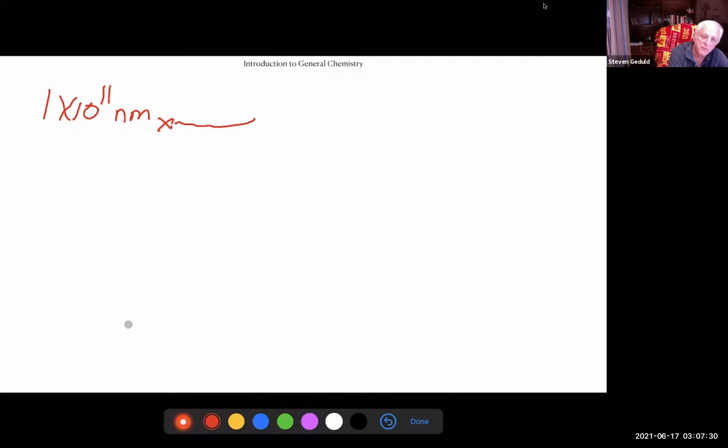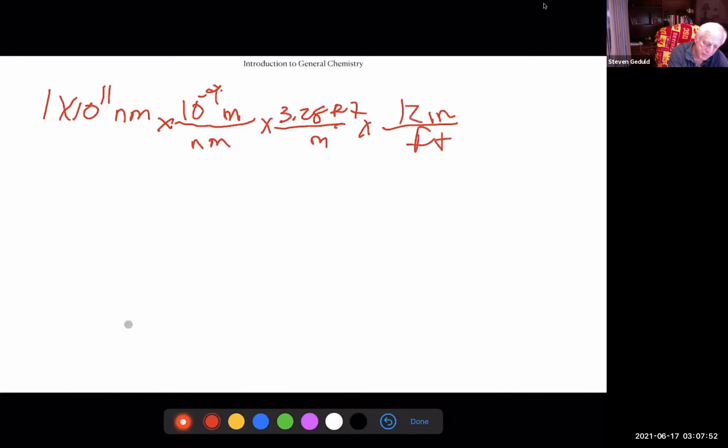So you want to convert, start with your number, and then nanometers go on the bottom to cancel. Nano means 10 to the minus 9 meters. That gets you to meters. 1 meter is 3.28 feet. 1 foot is 12 inches. And that goes to inches. And again, if you want to do this, save these till the end.